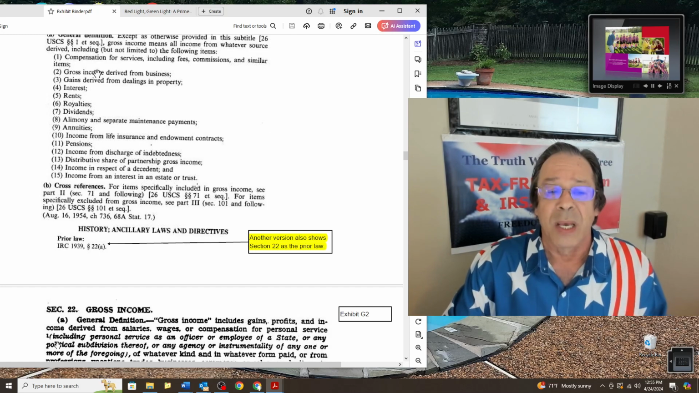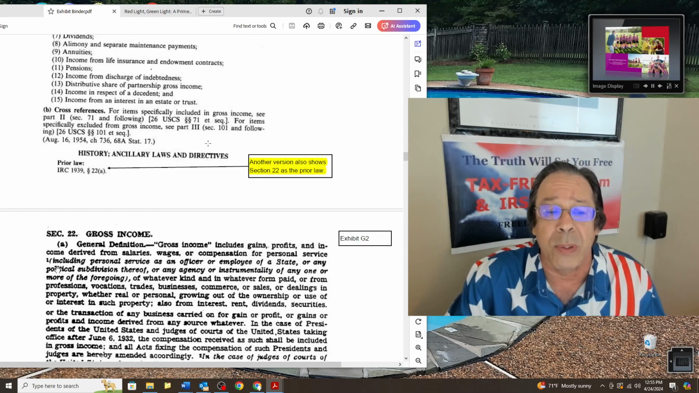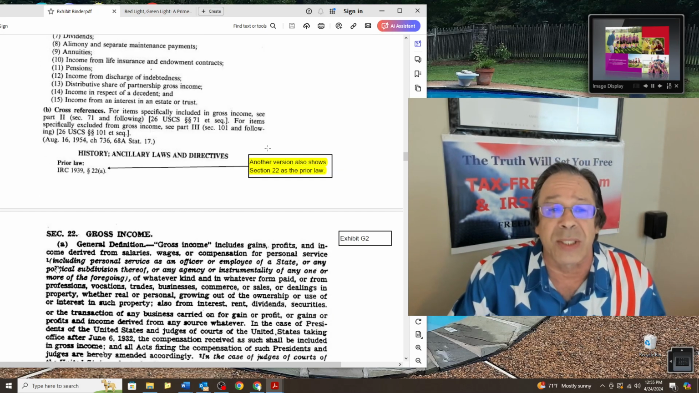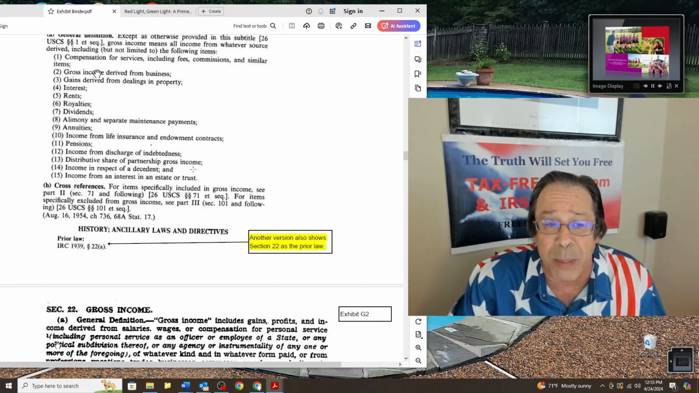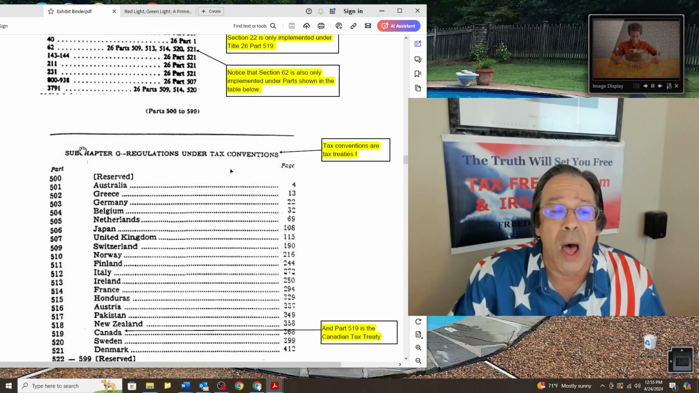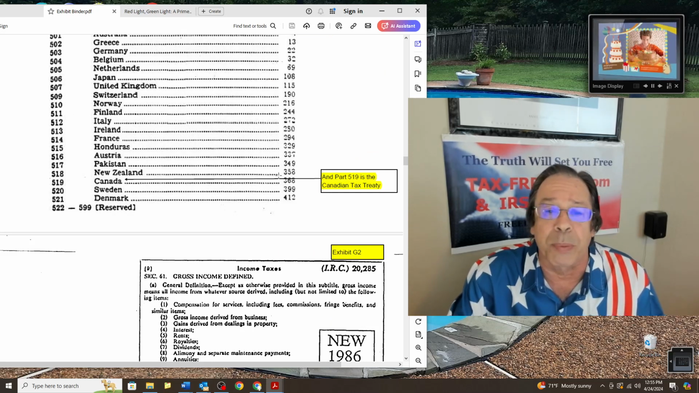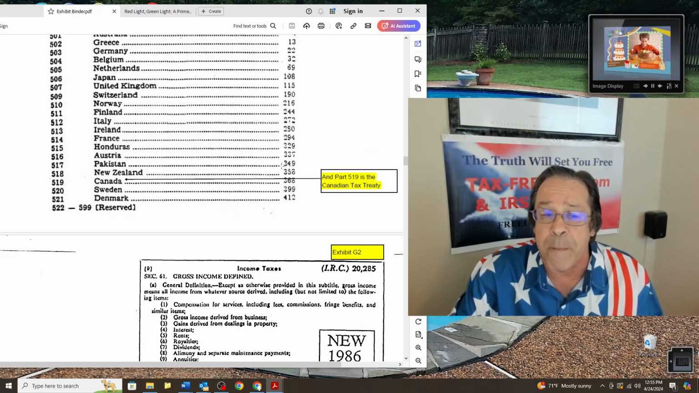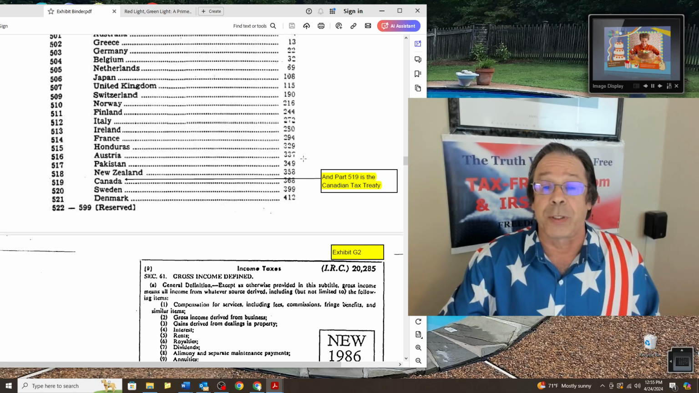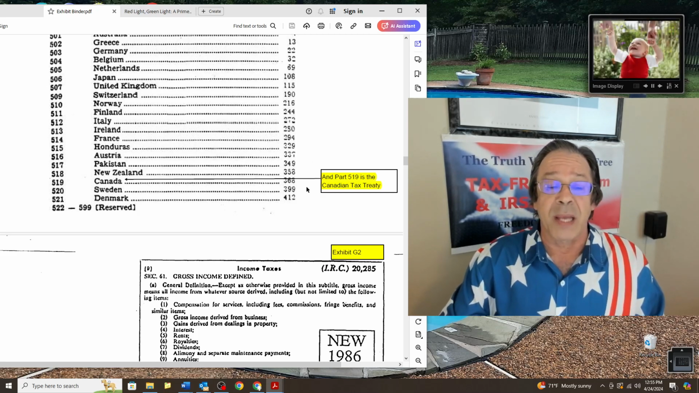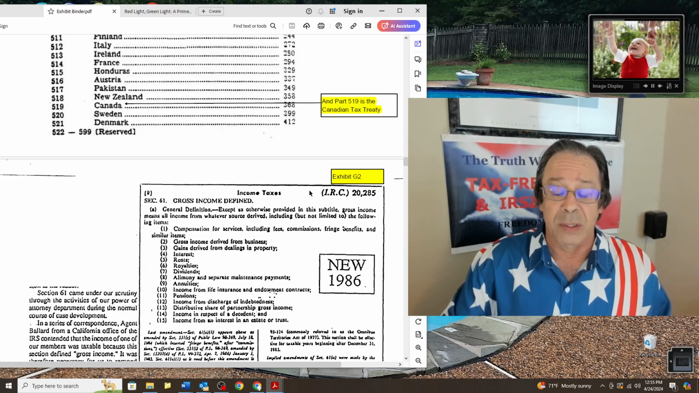It never was. The 16th Amendment doesn't create new authority, and Section 61 doesn't tax the gross income of the American people. It's dead letter law. The Canadian Tax Treaty expired in 1993. It was replaced by Bill Clinton with NAFTA, which means there is no longer taxation between the two countries. North American Free Trade Agreement. It's been dead letter law for 30 years.